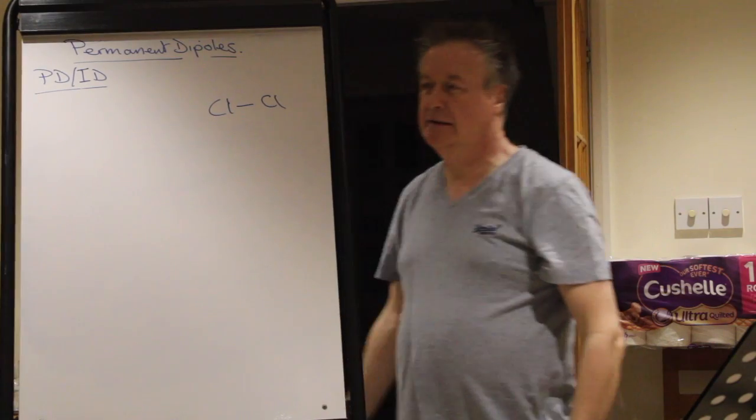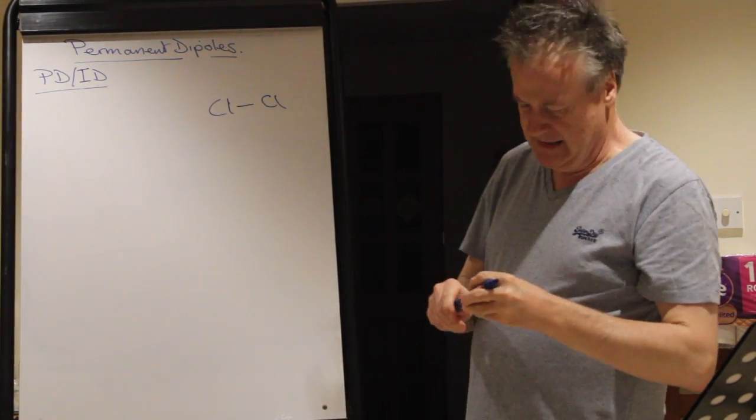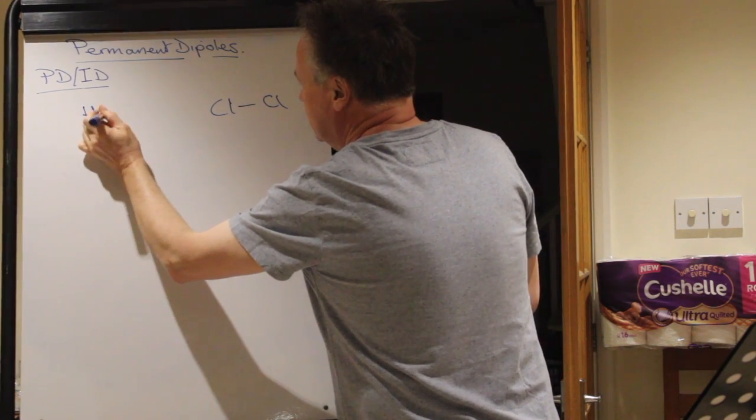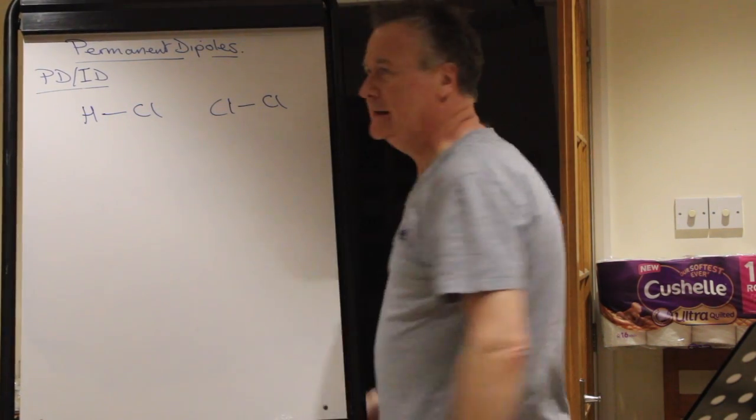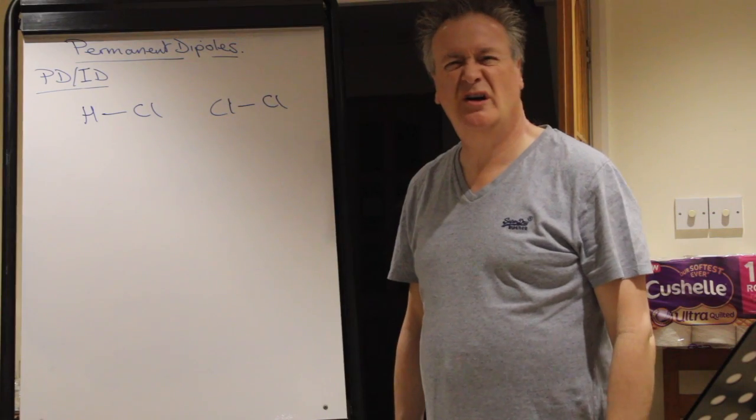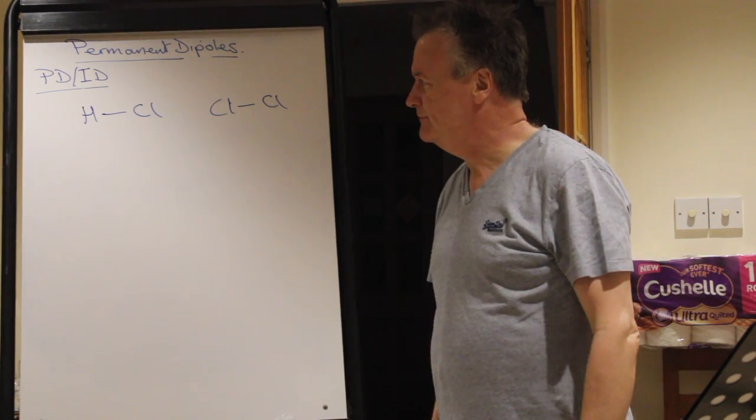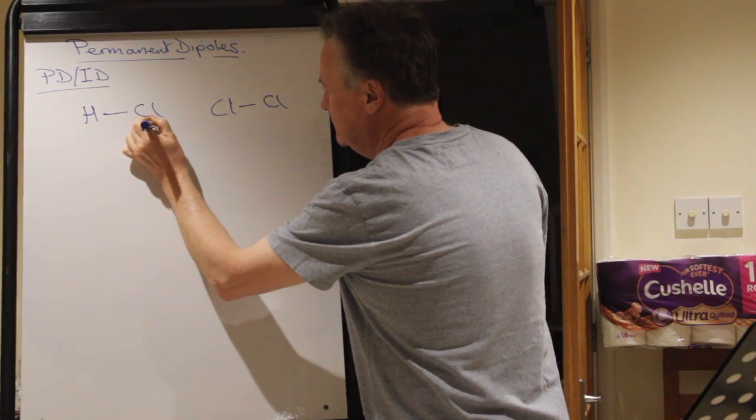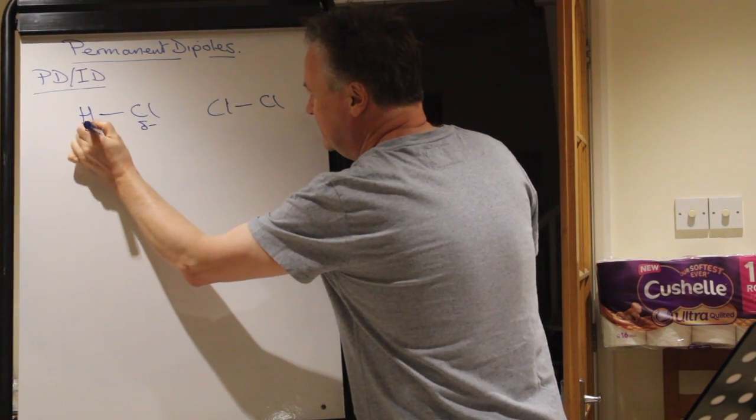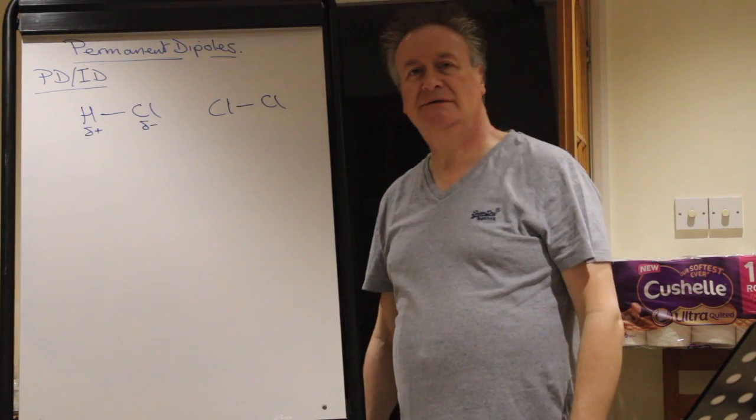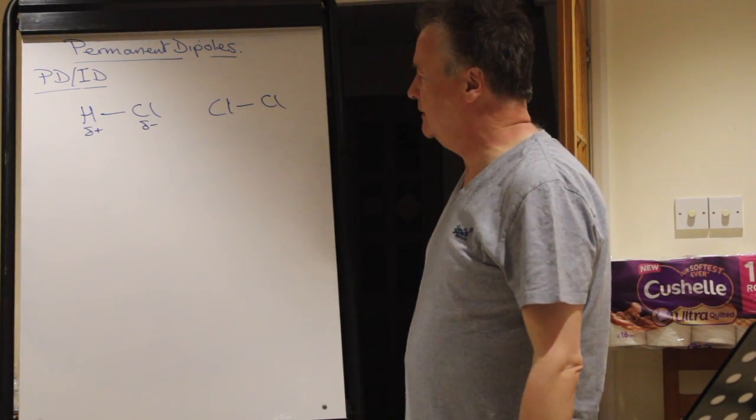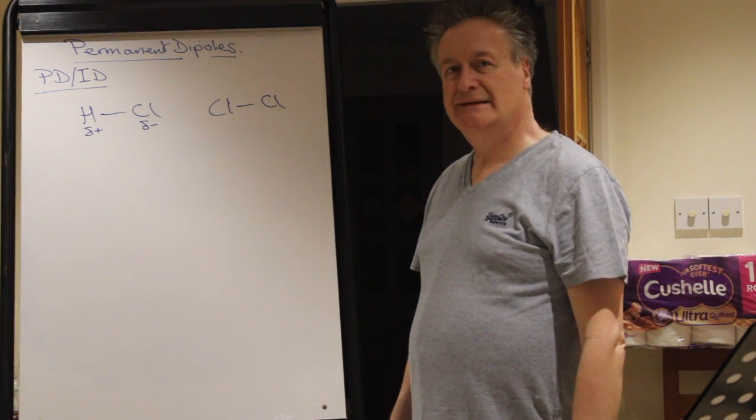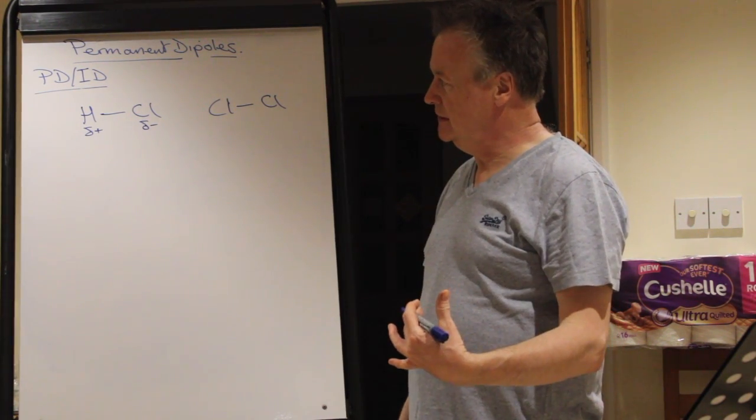Now, we need something that'll have a permanent dipole, HCl molecules. There we go. So, HCl, chlorine is the electronegative atom out of those two, up in the right hand end of the periodic table, fairly up the top. Permanent dipole, negative on the chlorine.